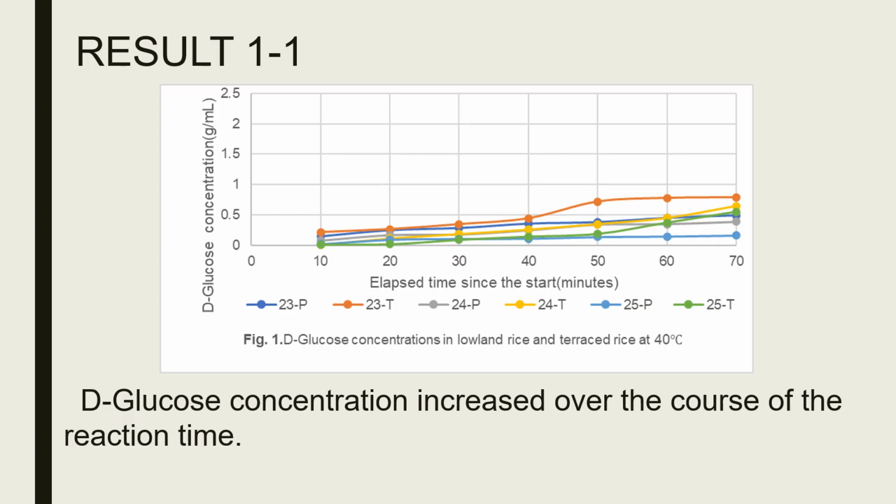Flatland and terrace rice from the 2023, 2024, and 2025 harvests were soaked at 40 degrees C for 70 minutes. Samples of the soaking solution were collected every 10 minutes, for a total of 7 time points per trial, and each measurement was repeated 3 times. The mean D-glucose concentrations obtained are shown in Fig. 1. As a result, it became clear that sugar production is promoted by temperature increase.